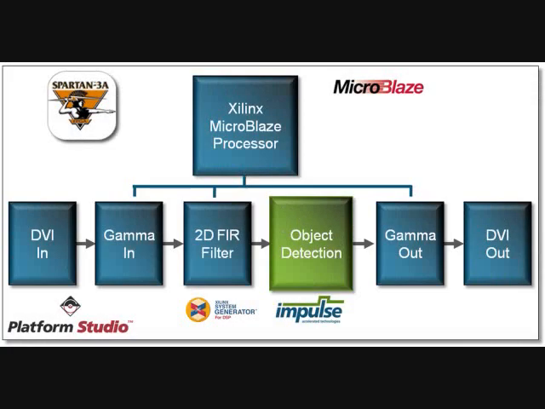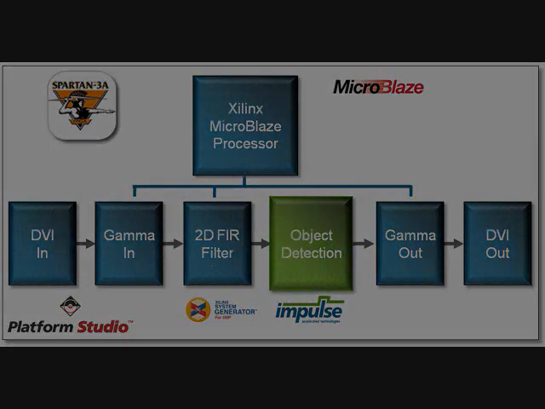Using the reference example and the Impulse tools, we were able to quickly assemble a system for processing video in real time, using a combination of Xilinx Platform Studio, Xilinx System Generator, and Impulse Co-Developer. The data flow through this FPGA-based system is shown here. Keep in mind that all of these elements, including the Xilinx Microblaze processor, are contained within the single FPGA device.